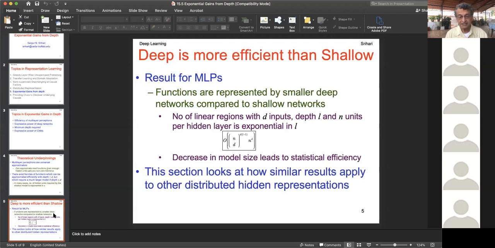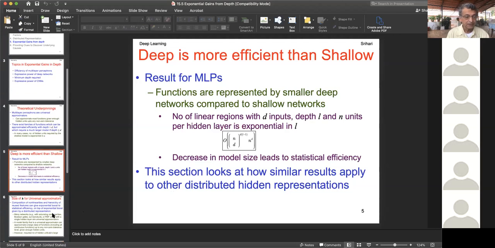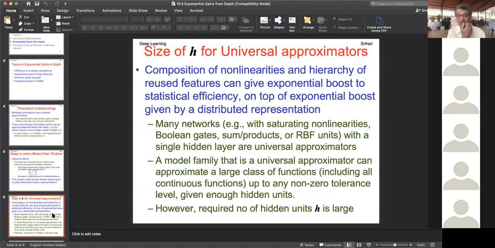I think that's the last slide here almost. Oh, no, okay, there's some more. Size of H for universal approximators. So this is about, well, okay, a single layer is enough. That's a universal approximator, but how big does it have to be? Look at the bottom line, it says no, the required number of hidden units H is large. So these are all arguments here. So composition of nonlinearities and hierarchy of reused features can give an exponential boost to statistical efficiency on top of the exponential boost given by distributed representation.